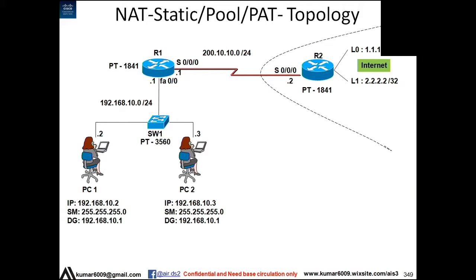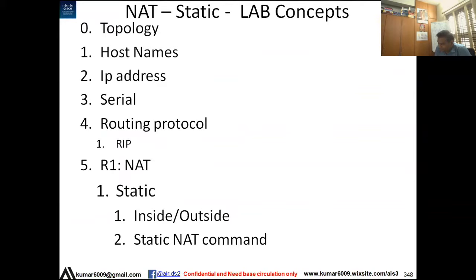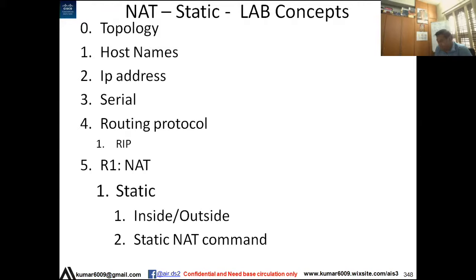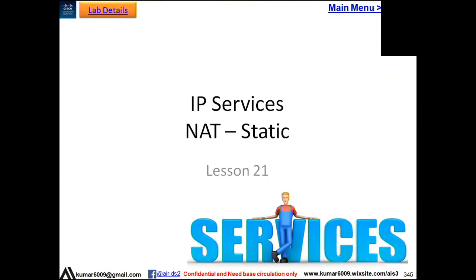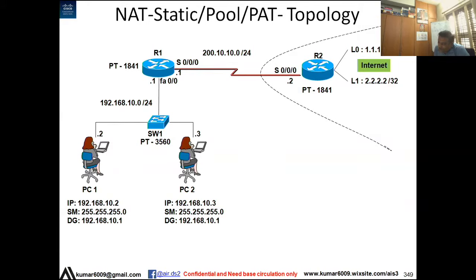Now PC 1, PC 2, what is the concept? What do you have to do in this? First, the topology, then the hostname, then IP addressing. Then serial, what command will you give? Clock rate, sir. In the DCE you have to give the clock rate. Now RIP, the routing protocol. Did you configure RIP? Yes, sir. Did you create the topology as per the requirement? Yes, sir.